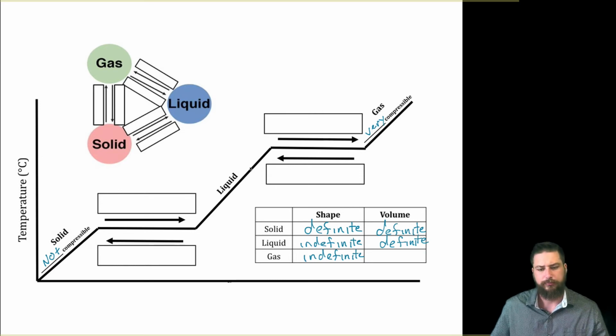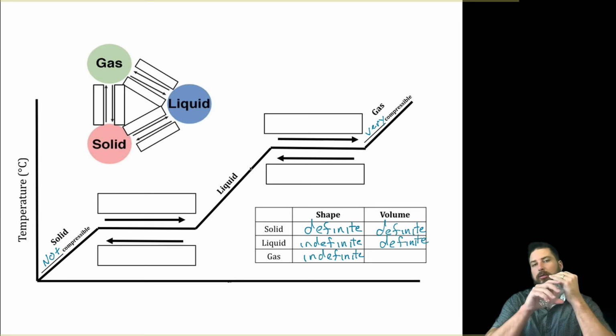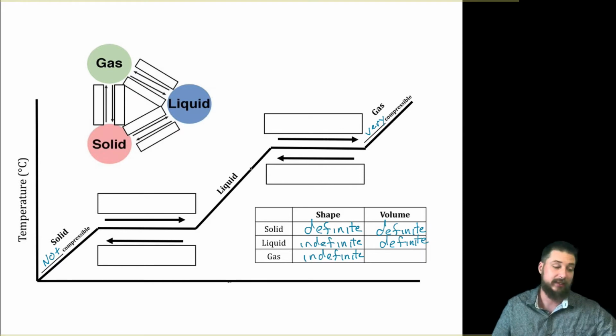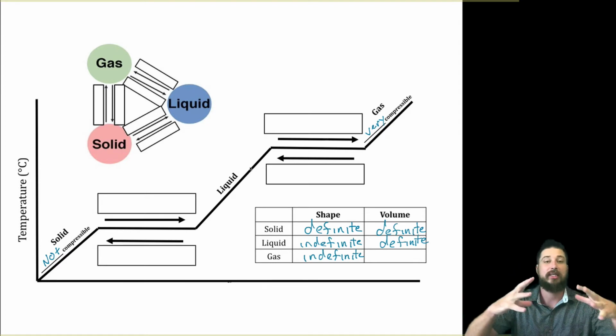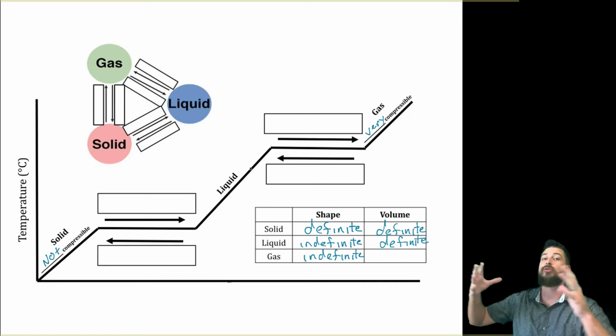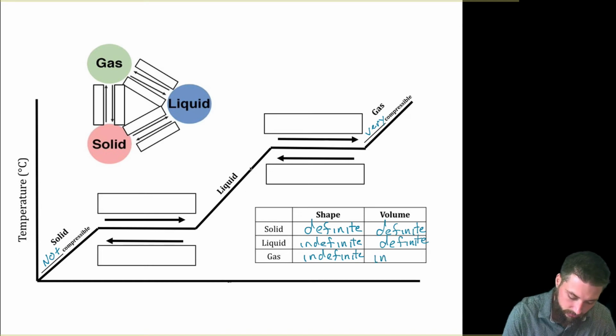Now, for gases, you can actually take a gas and you can compress the gas. We've already kind of talked about that. And if you compress it, you'll see that it actually can be a different volume. You can take gases that have a large amount of volume and you can compress them to a small amount of volume. And you can take gases that have a large amount of volume and you can put them in a container that has even more volume, and essentially whatever container a gas is in, that's the volume it will take. And so that is an indefinite volume.